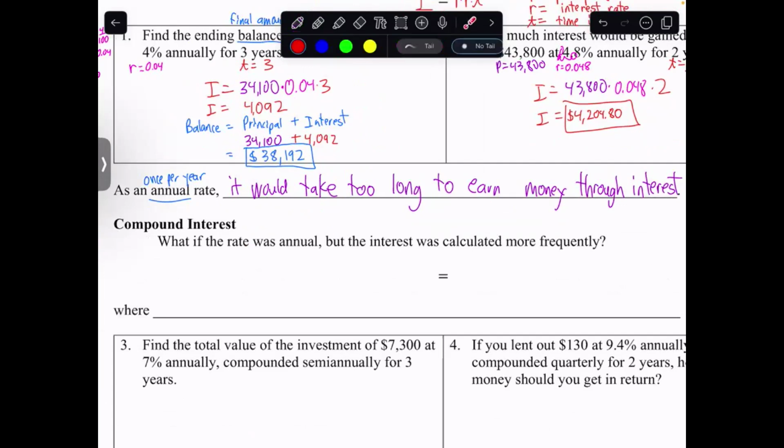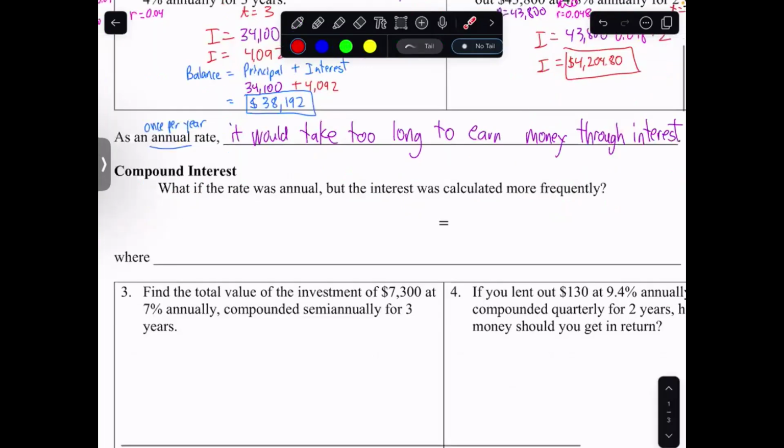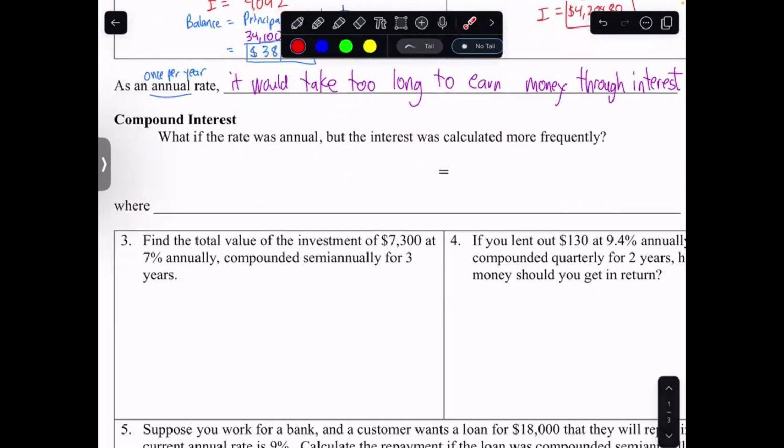Okay. So again, simple interest is not likely the type of interest you'll be dealing with if you aren't already, when you start to get your own bank account and you get credit cards and that sort of thing. Okay, so yeah, much more common is what's called compound interest. Okay, so the interest rate will still be given annually, meaning they'll give you a percentage for the year. But instead of waiting until the end of the year to calculate the interest, they can calculate it more frequently.